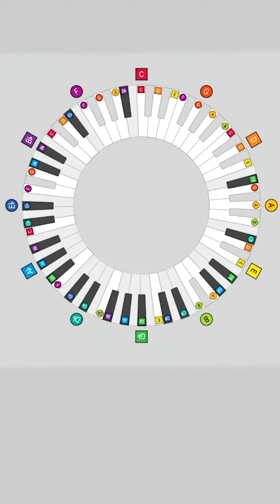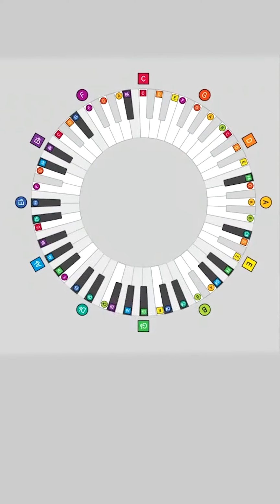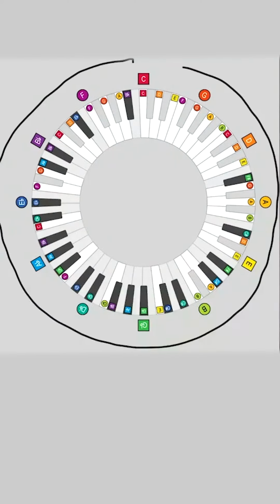So this brings us to the circle of fourths, which is actually just the exact same pattern. It's identical to the circle of fifths, but to cycle through intervals of a fourth, you just move in a counterclockwise direction, so you move in this direction.